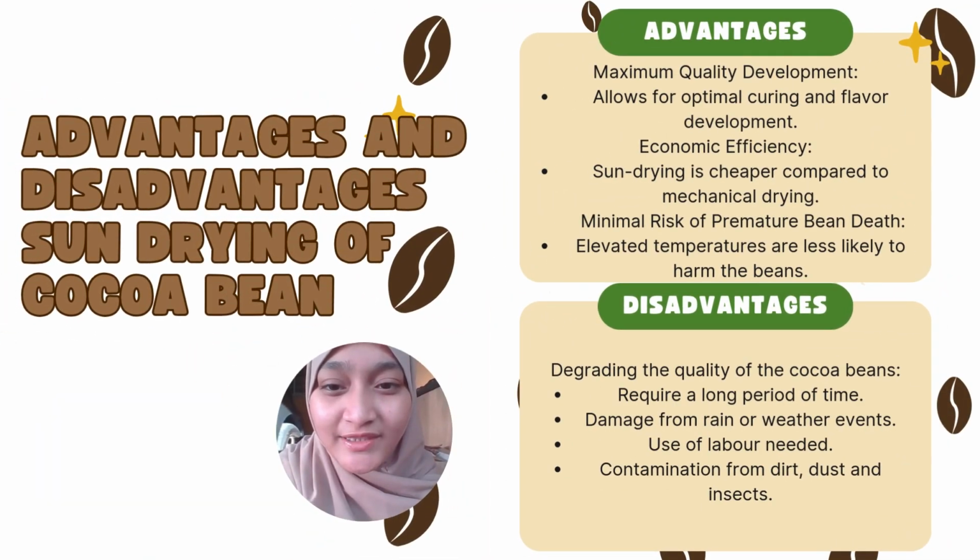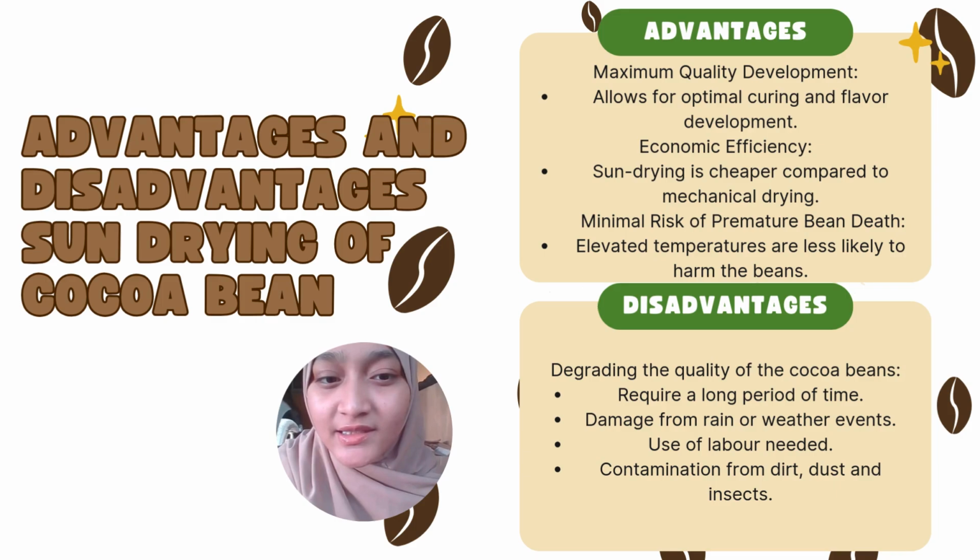So next are the advantages and disadvantages of sun drying of cocoa bean. The advantages are: first, maximum quality development, where it allows for optimal curing and flavor development. The second one is economic efficiency, where sun drying is actually cheaper compared to mechanical drying. Third is minimal risk of premature bean death, where the elevated temperatures are less likely to harm the beans.